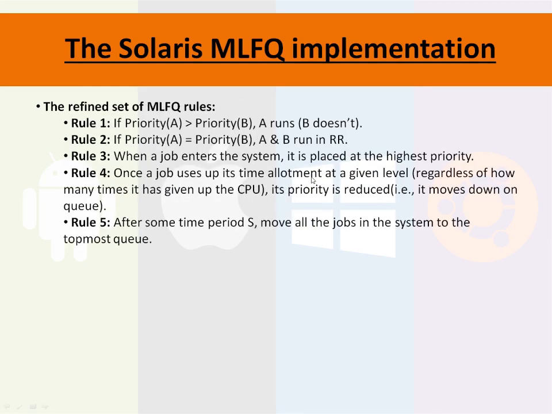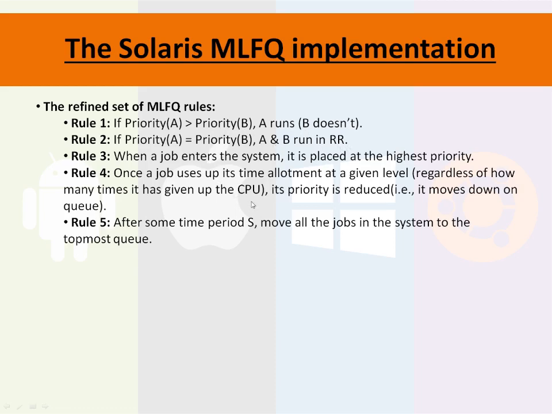In terms of specific implementation, they have a refined set of MLFQ rules. Rule 1: if the priority of A is greater than the priority of B, A runs and B doesn't. So this is similar to what we've discussed already. Rule 2: if the priorities are the same, they run in round robin, A and B.